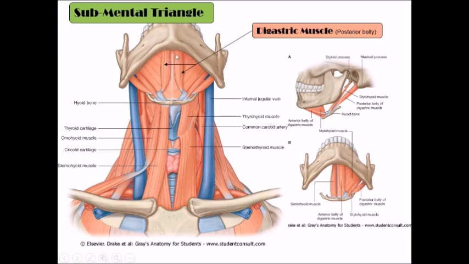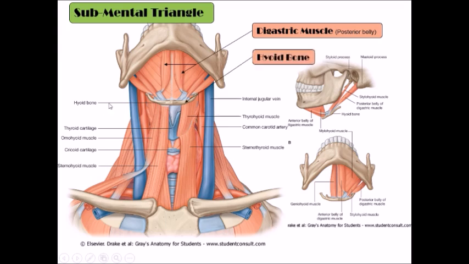The anterior bellies of either side will be forming the two boundaries. Okay, so anterior belly of the digastric here, and on the other side also the anterior belly of the digastric of the other muscle. Okay, posterior bellies are behind. And then inferiorly, the base is formed by the hyoid bone.